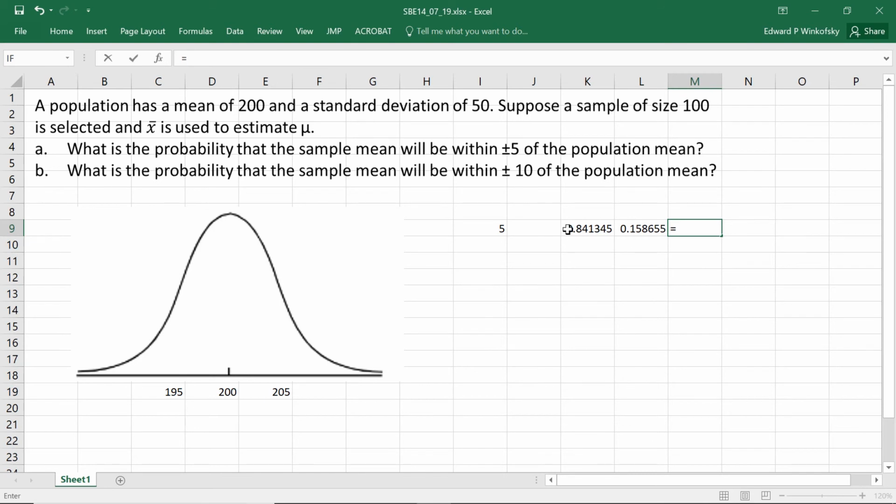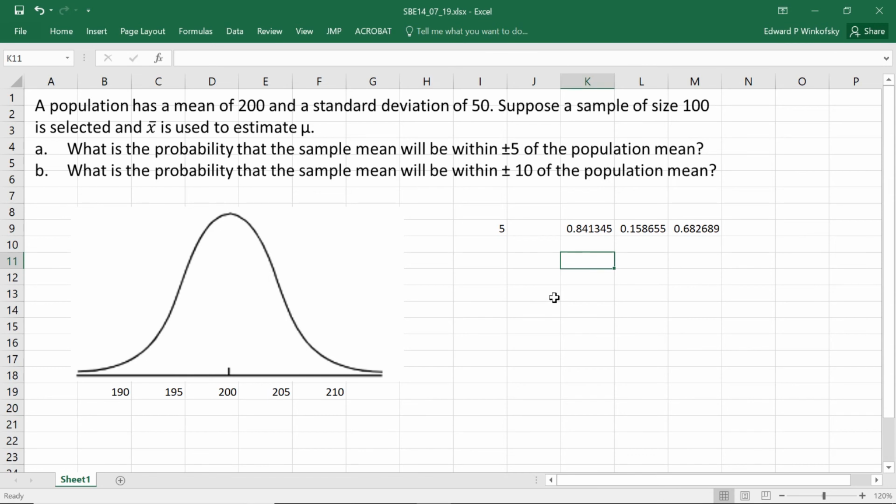So I'm going to take 0.841345 minus the 0.158655, and that gives me a value of 0.682689. Now my second question is, what's the probability of being within plus or minus 10? So that's like having 210 out here and 190 over here. And again, I'm trying to figure out what's the area in between those two values.